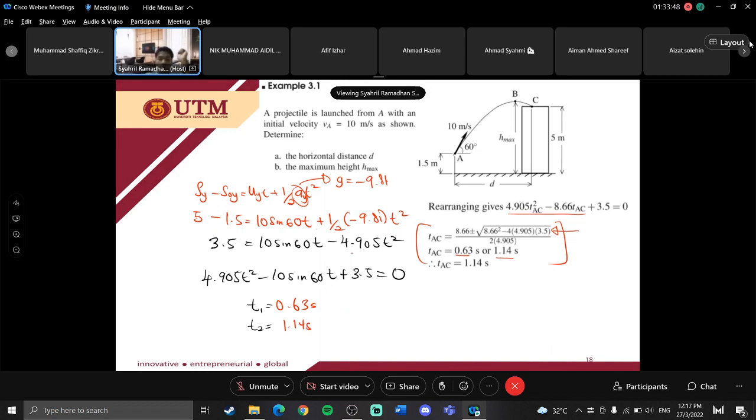The question asks for the horizontal distance, which means the distance at point C, from point A to point C. So my question: why in the book do they choose 1.14 second? Anyone want to try? Why do they choose 1.14 second?